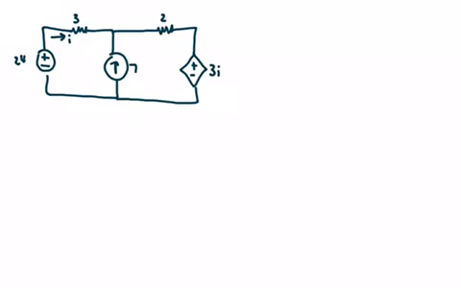All right, so the first thing that we want to do is to deactivate the current source. So this would be completely dependent upon the voltage source, 24 volts. All right, you know that a current source becomes an open circuit. So we will redraw the circuit like this.